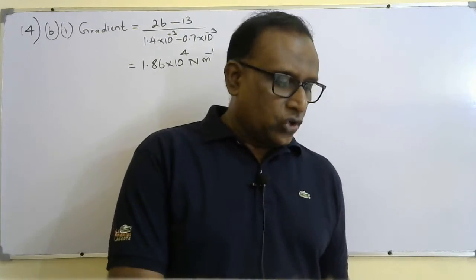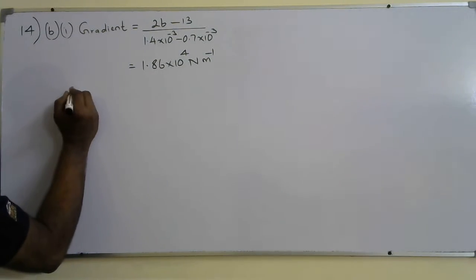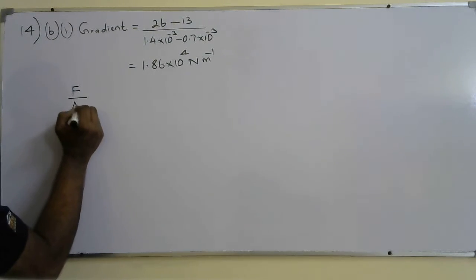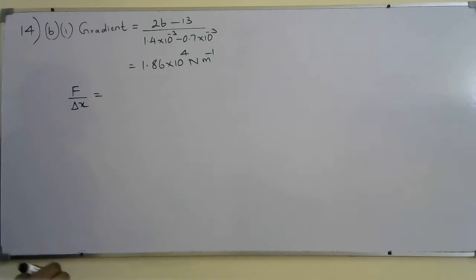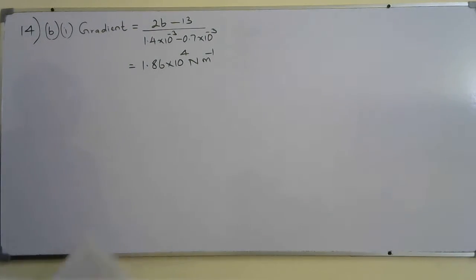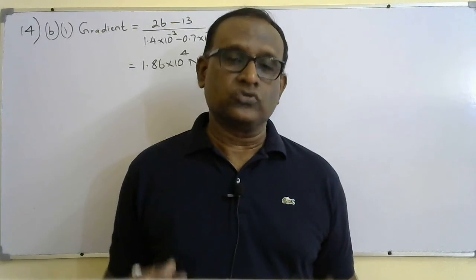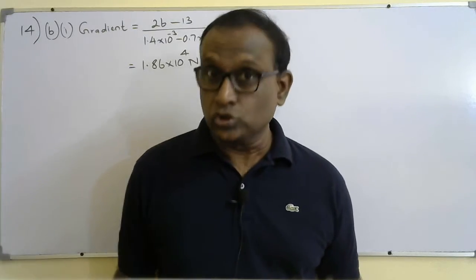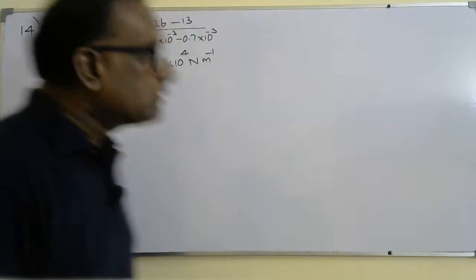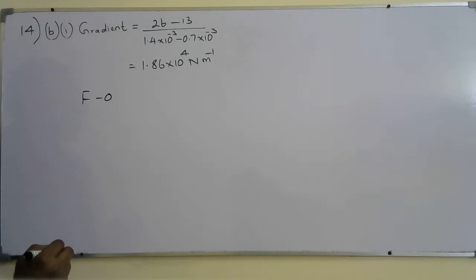Okay, so actually, what is the meaning of the gradient? The y-axis is force, the x-axis is extension. So the gradient is F over delta x. That is 1.86 × 10^4 Newton per meter. It is change in force over change in extension, or force over extension, because the graph is passing through the origin, so we can say any particular force minus 0.